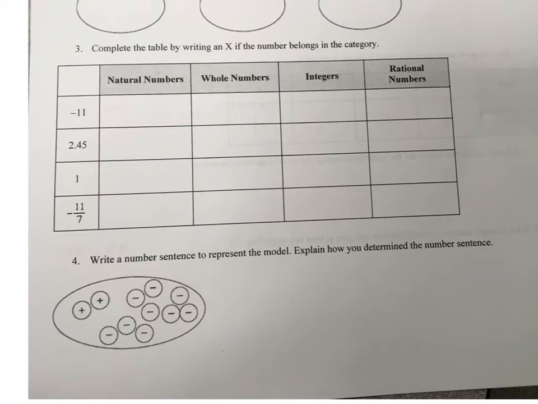Now let's take a look at questions 3 and 4. So remember, natural numbers are numbers you naturally count, 1, 2, 3, 4, etc. Whole numbers start at 0 and count up into the positives. Integers are both whole numbers and their opposites, and a rational number is any number that can be written as a fraction. So -11 is not natural, it is not a whole amount, so it is an integer, and it is a rational number because you could write -11 over 1.